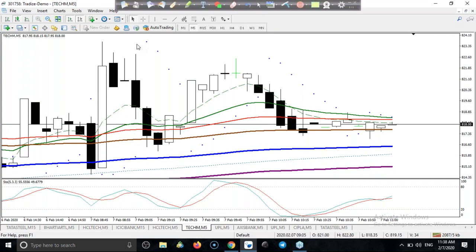Okay, is it visualizing properly? I think now you can see these dots, like a parabolic chart, forming below this candle. Have you seen? This is the candle, and exactly they are giving a buy signal. In that case, we place a buy order above this candle. Later you can see it didn't trigger in this area.